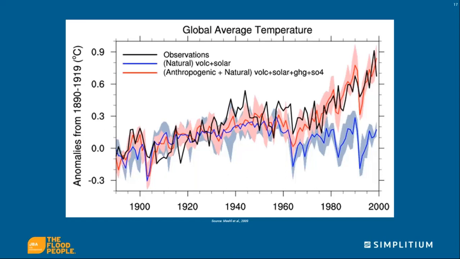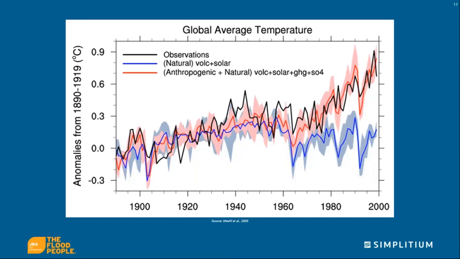And I've just included a nice plot here from Meal et al. that just showcases this a little bit more. So essentially in the black line, we have the observed change in global average temperature. Overlaid with that is a blue line that you can see, which is the natural forcings. And this encompasses things like volcanic eruptions and solar variation as well.